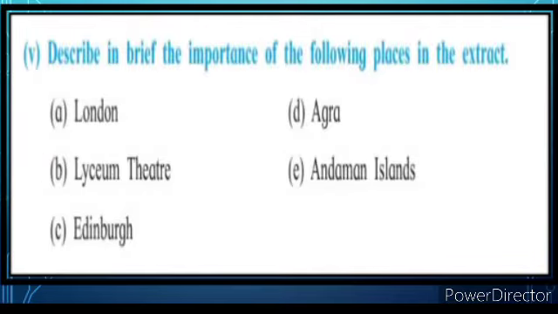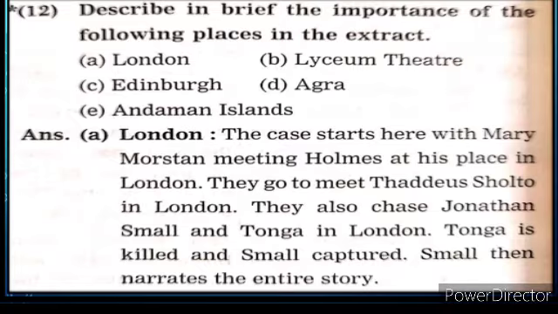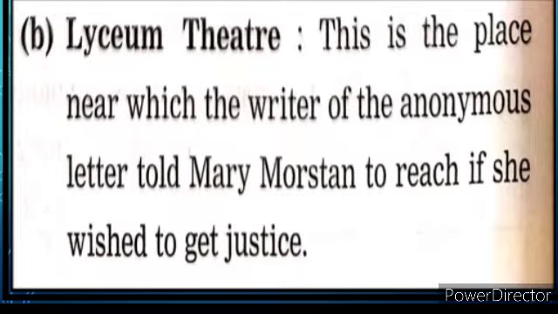Describe in brief the importance of the following places in the extract: London, Agra, Lyceum Theatre, Andaman Islands, Edinburgh. London: the case starts here with Mary Marston meeting Holmes at his place. In London, they go to meet Thaddeus Sholto. They also chase Jonathan Small and Tonga in London. Tonga is killed and Small captured. Small then narrates the entire story.